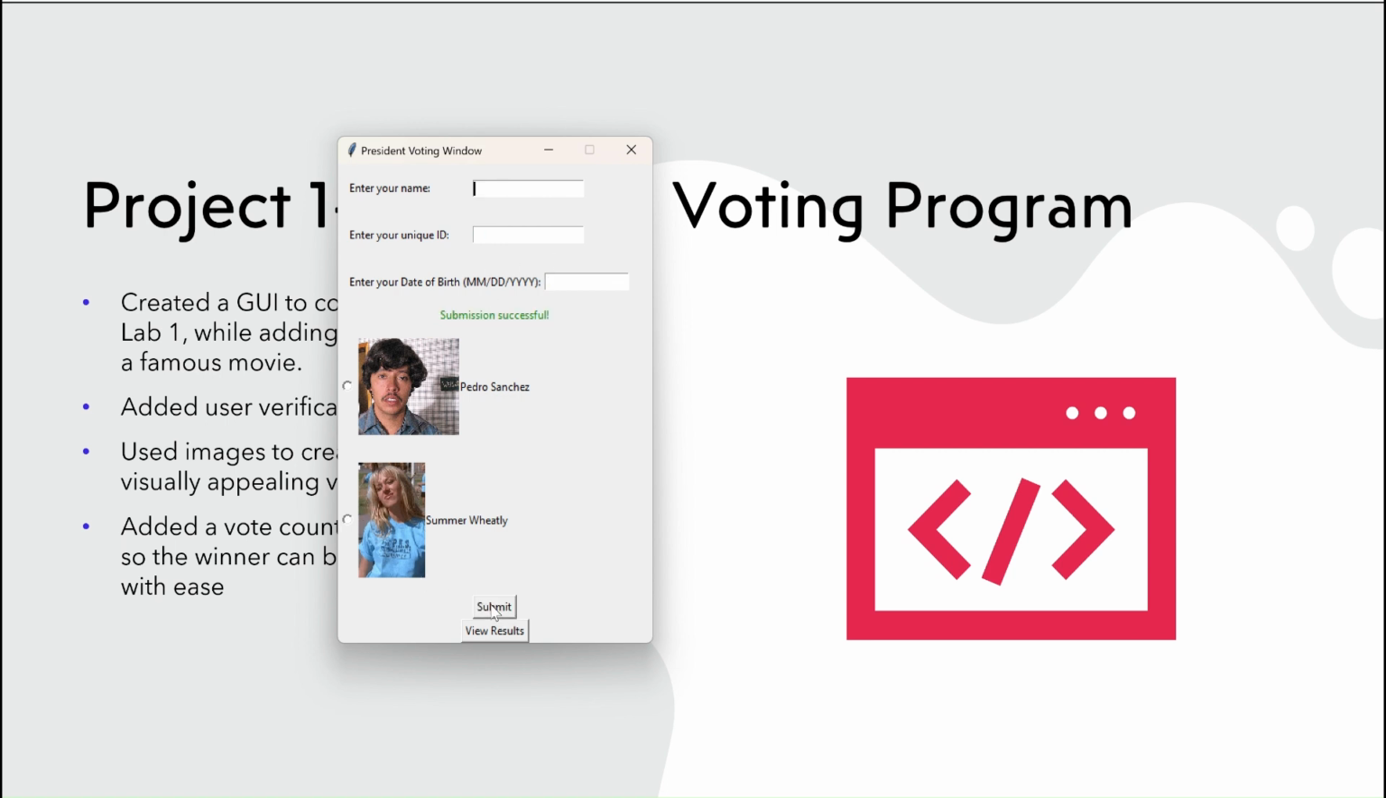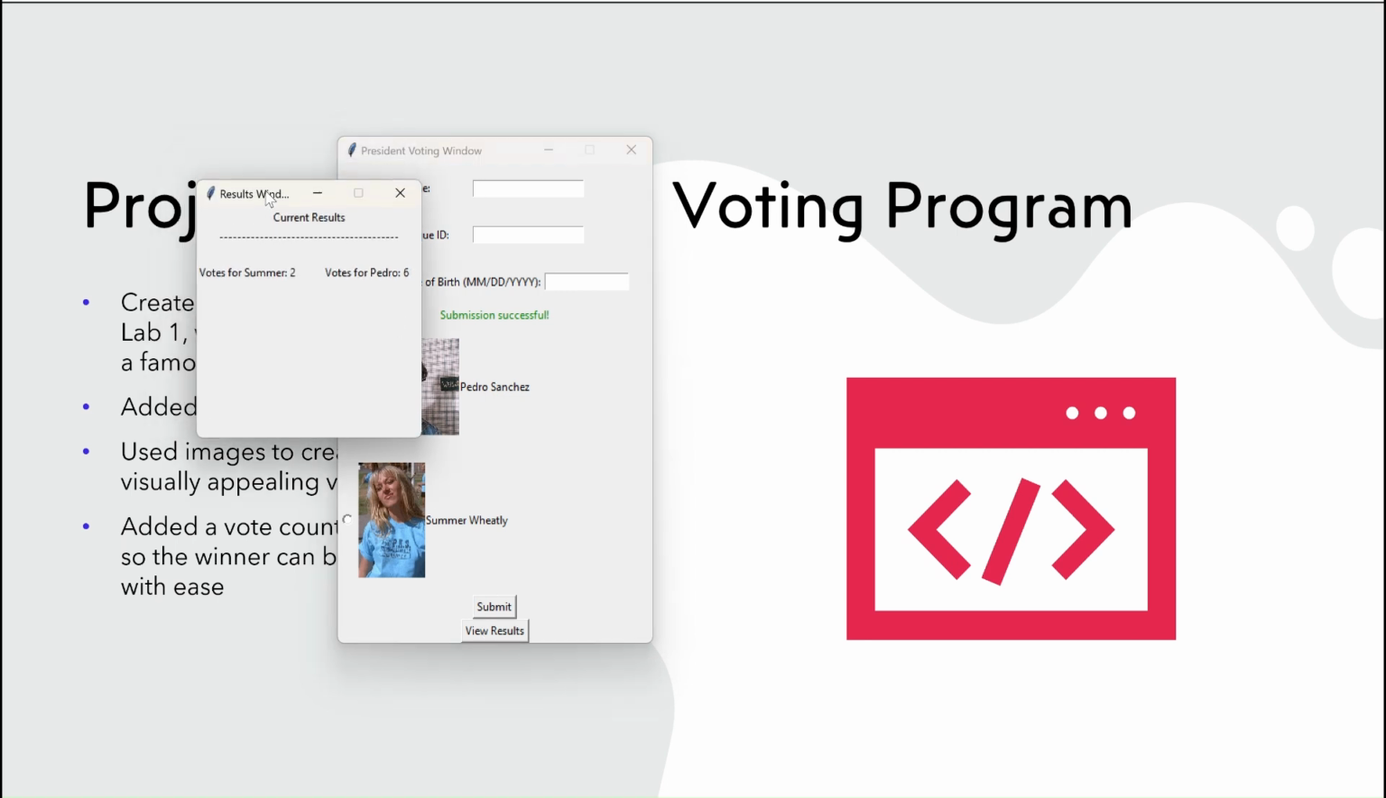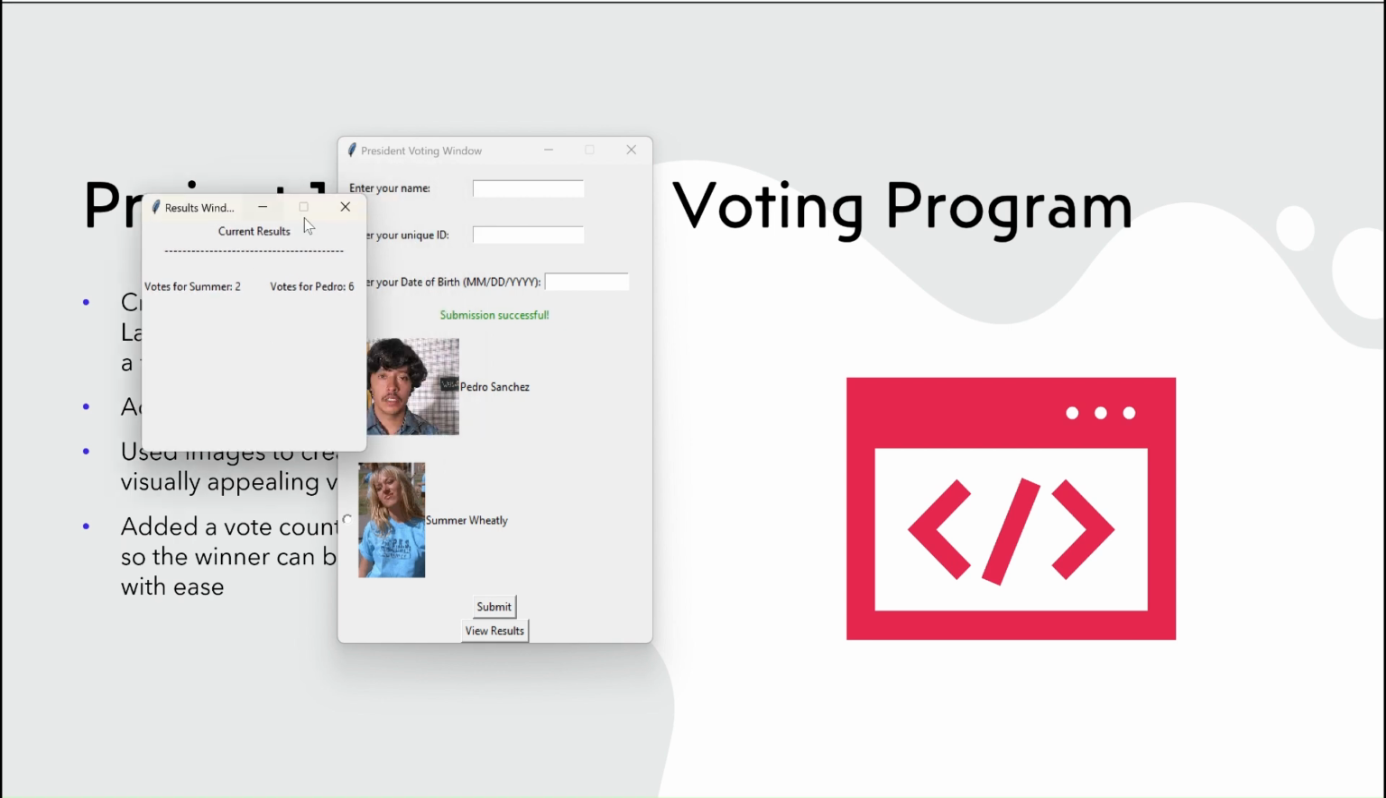If I wanted to see the results of the election at any given time, I would click review results, and then it would give me this. Basically, the program is going through the CSV file, pulling data from it, and displaying it here in the current results pane. So pretty cool, pretty handy.